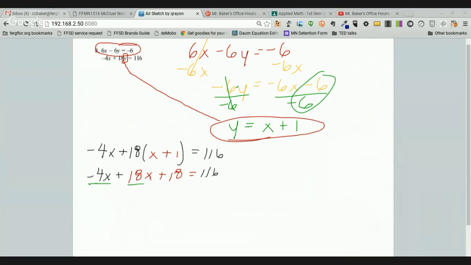Negative 4x and 18x is 14x plus 18 equals 116. We're solving for x. Let's subtract 18. Calculate.